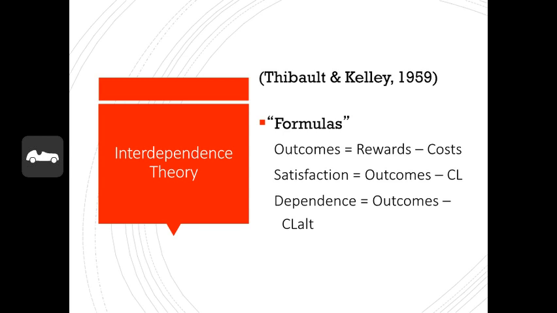And it brings up this idea of dependence on the relationship. Dependence is outcomes minus comparison level for alternatives. If no one could give you at least the same or better outcomes, the more you depend on that relationship. So if being alone or being with someone else could give you equal or better outcomes, you are less dependent on that relationship. And Thibault and Kelly say that dependence is what's going to predict staying together or not.